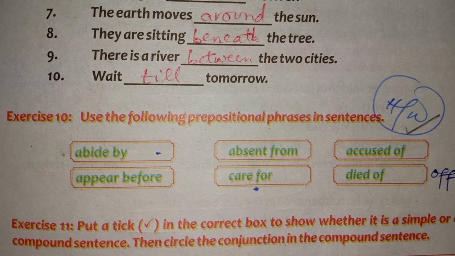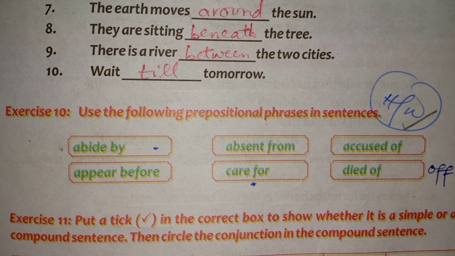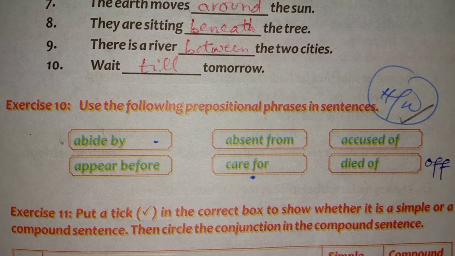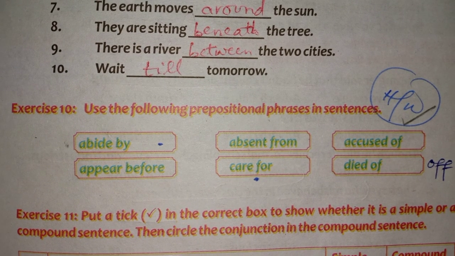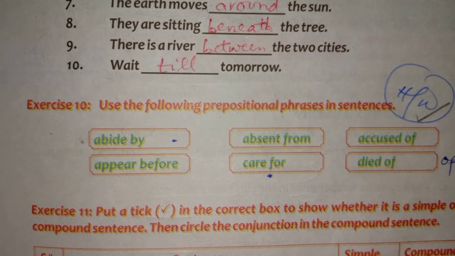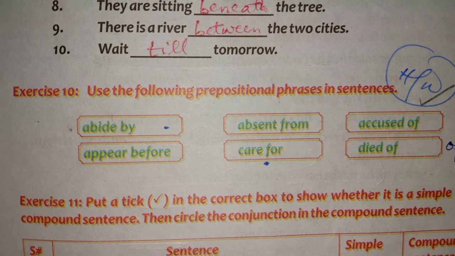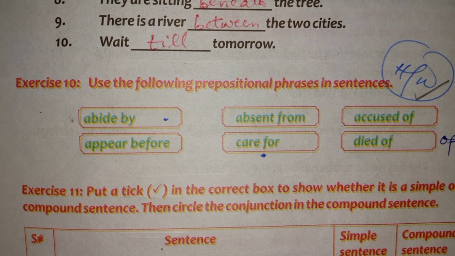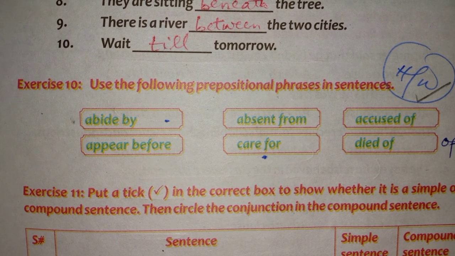Use the following prepositional phrases in sentences. So this is your homework. You are supposed to use these prepositional phrases in sentences of your own. Clear? We discussed prepositional phrases as well. You know it very well. You have ample knowledge regarding it. The prepositional phrases are abide by, absent from, accused of, appear before, care for, and died of.